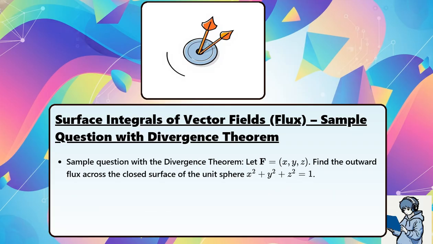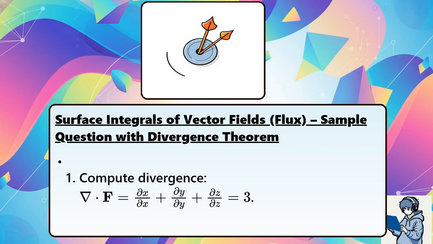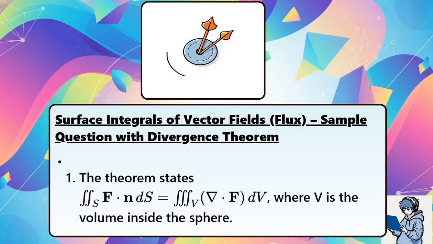Sample question with the divergence theorem. Let F equal the vector (x, y, z). Find the outward flux across the closed surface of the unit sphere x squared plus y squared plus z squared equals 1. Solution using the divergence theorem. First, compute the divergence. Nabla dot F equals partial x with respect to x plus partial y with respect to y plus partial z with respect to z equals 3. The theorem states that the surface integral of F dot n dS equals the volume integral over V of nabla dot F dV, where V is the volume inside the sphere.